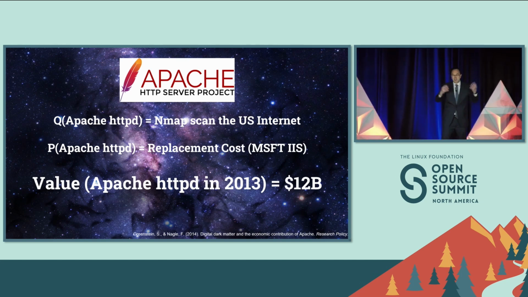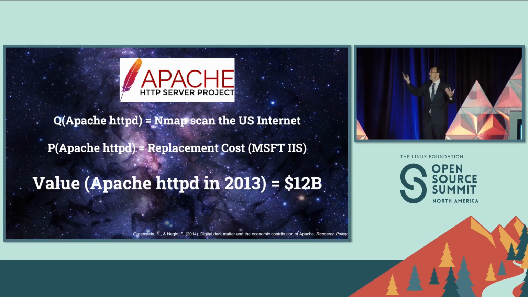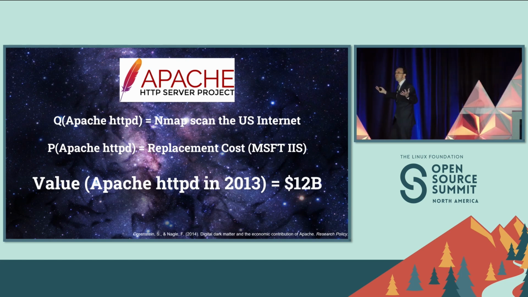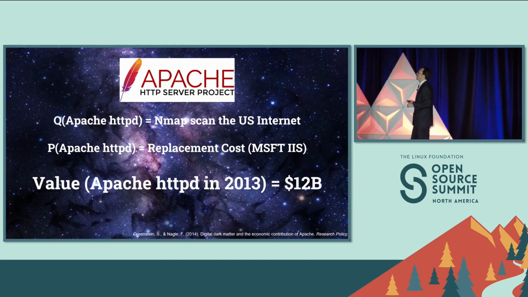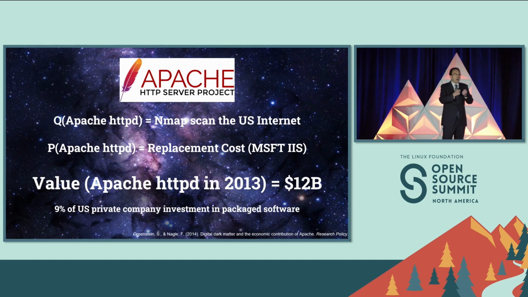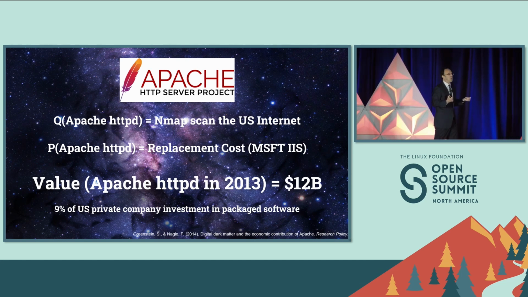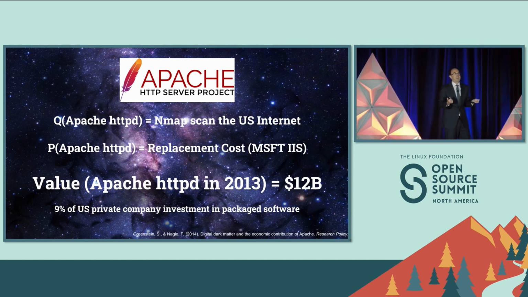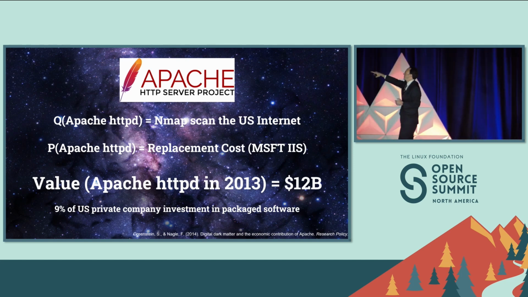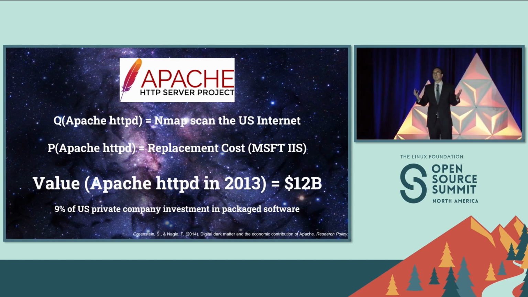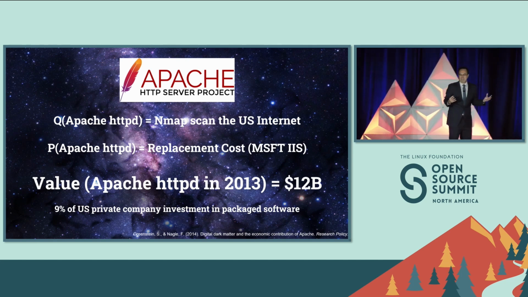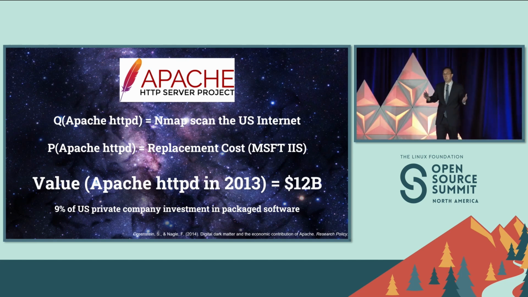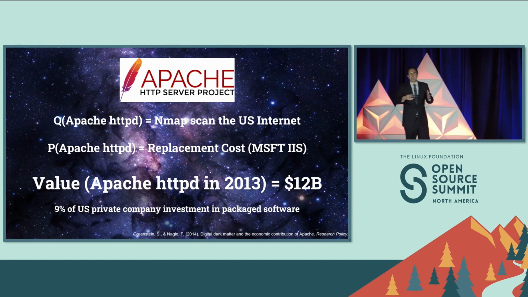And so the question then, of course, becomes, to me, $1 billion is a lot, but to the US economy, is that a lot? So we found some other numbers and looked at what companies in the US spend on private software, on prepackaged software. And it turns out that this $12 billion represents about 9% of what companies spent on prepackaged software in 2013. So pretty substantial, right?